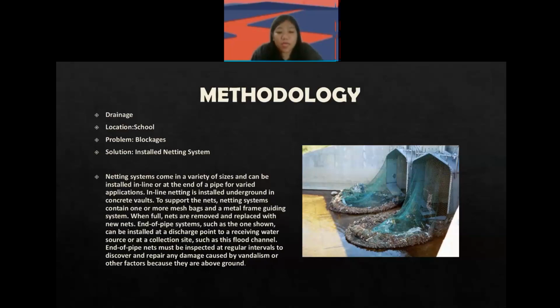When full, nets are removed and replaced with new nets. End-of-pipe systems such as the one shown can be installed at a discharge point to a receiving water source or at a location site, such as this float channel. End-of-pipe nets must be inspected at regular intervals to discover and repair any damage caused by vandalism or other factors because they are above ground. Next.